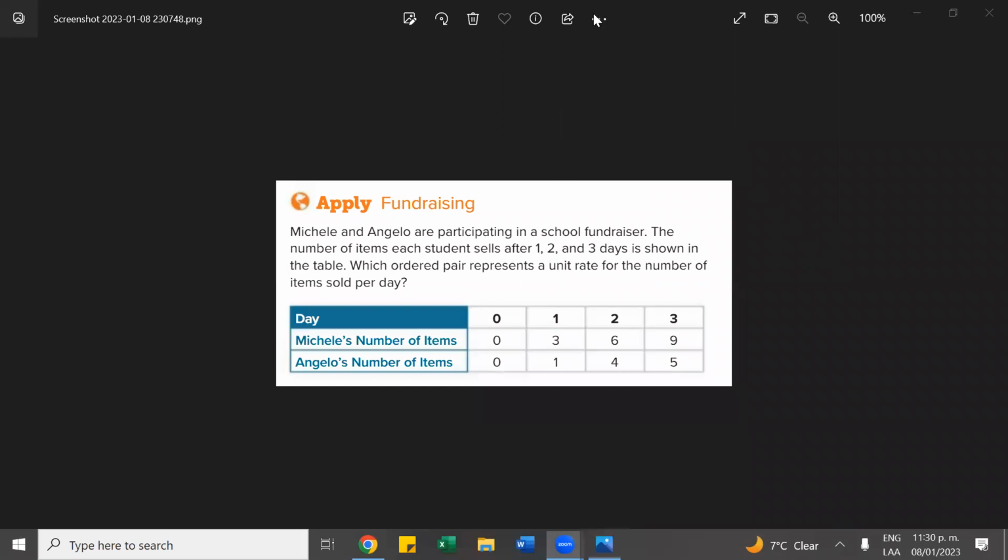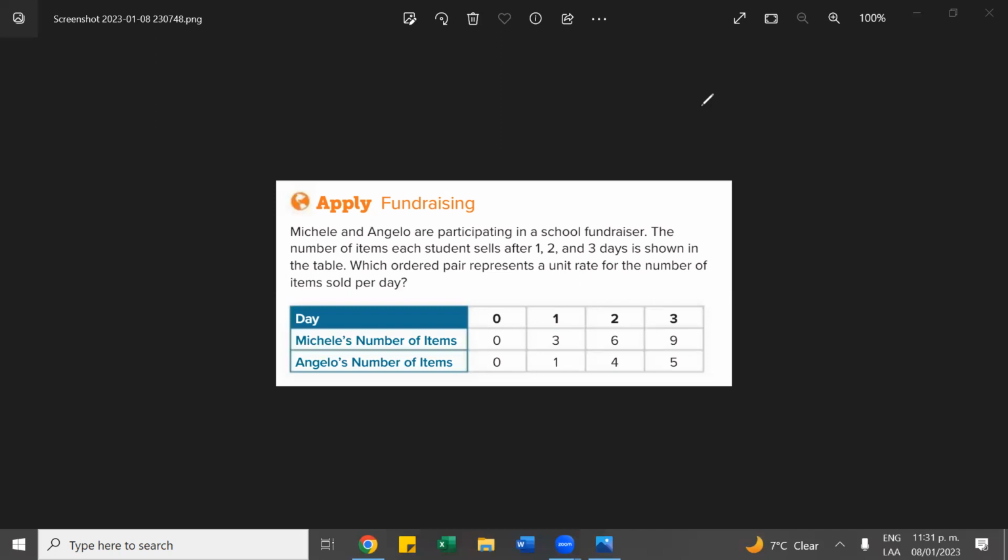Good. Now, to finish this lesson, we're going to do an application. And this will be a fundraising application. And it says, Michelle and Angelo are participating in a school fundraiser. The number of items each student sells after 1, 2, and 3 days is shown in the table. Which ordered pair represents the unit rate for the number of items sold per day? And it says day 0, 1, 2, 3, and Michelle's number of items is 0, 3, 6, 9, and Angelo's number of items is 0, 1, 4, 5. So what do we have to do?